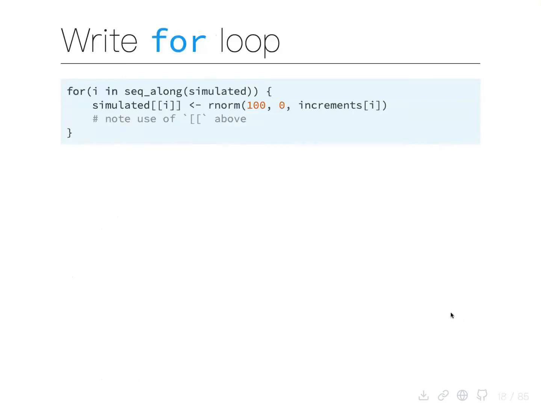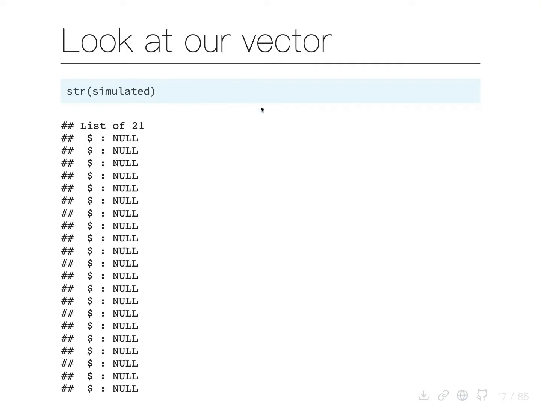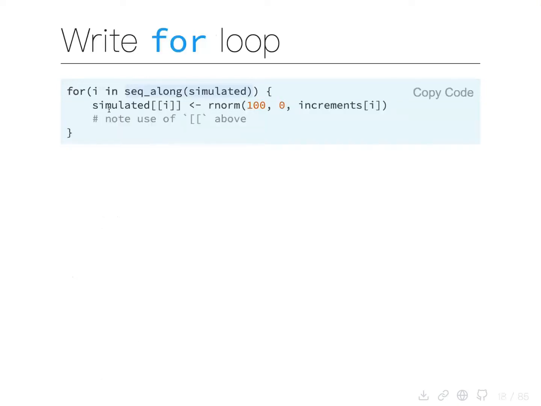So we're going to do it like this. For i in seq_along simulated, okay? And notice again, simulated is here. It's a list of 21. When I do seq_along, it's going to understand that that thing is 21. And so it's going to go 1, 2, 3, 4, 5. So it doesn't have to be an atomic vector to do that, right? It can be a list vector as well. And then I'm going to say fill in the ith element of simulated with rnorm of 100 with a mean of 0 and a standard deviation of increments i.